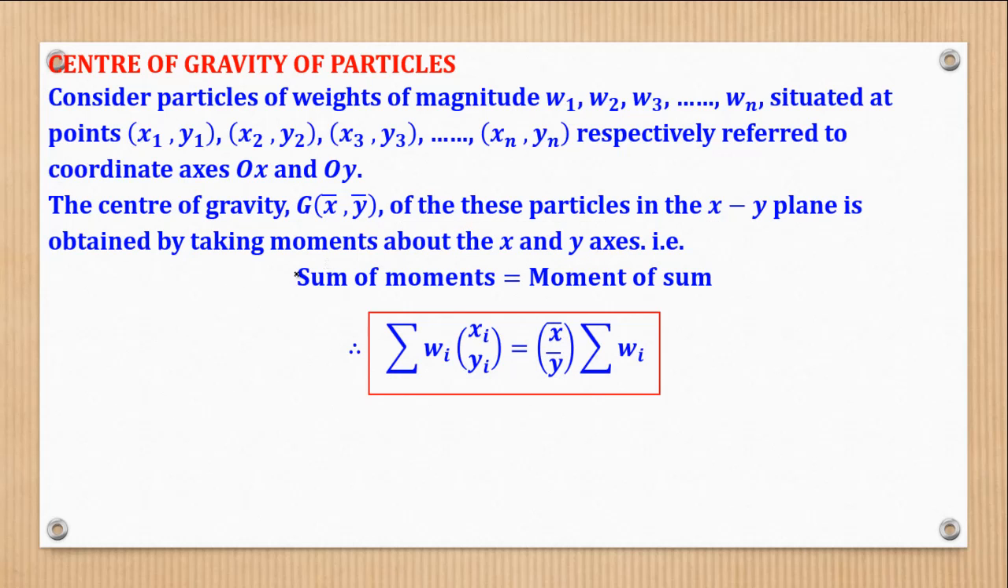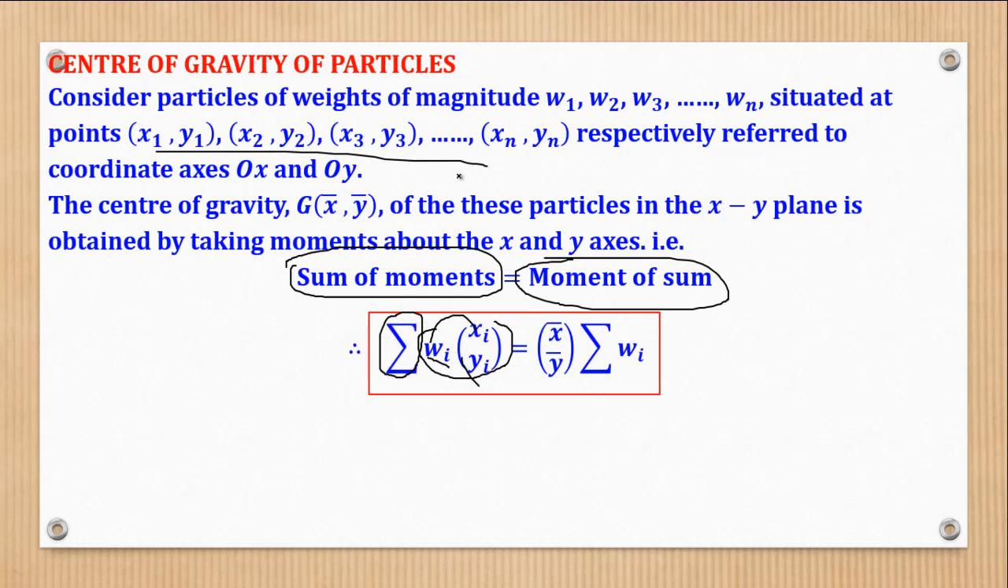So at equilibrium, we'll say that the sum of moments of all the particles is equal to the moment of the sum of all the particles, which we usually call the resultant. That's what this formula is. You see here, it is weight times the position vector, and then you sum all those. So weight times position vector gives you the moment, but you have to sum up all the particles. That's what they mean by sum of moments.